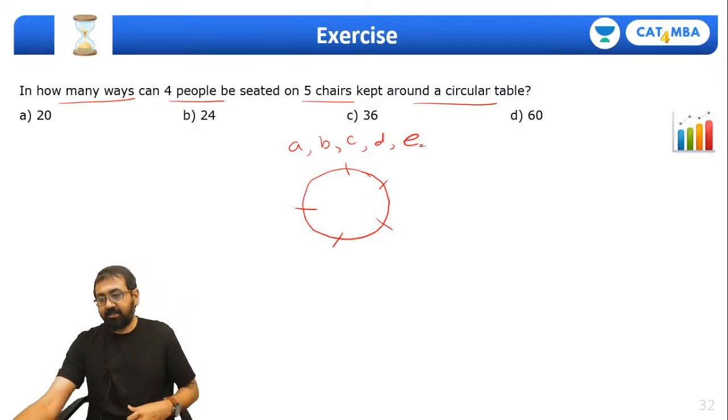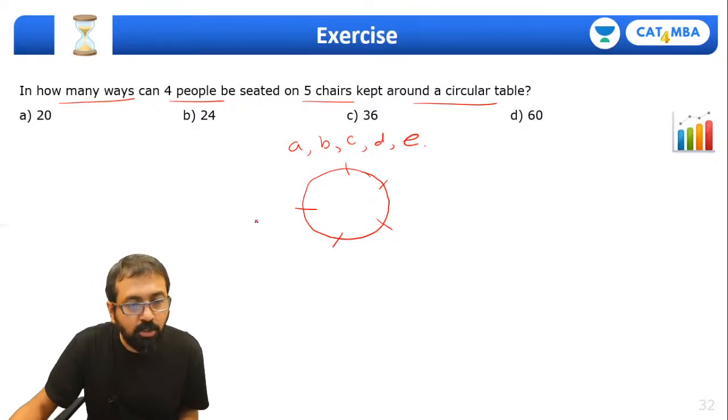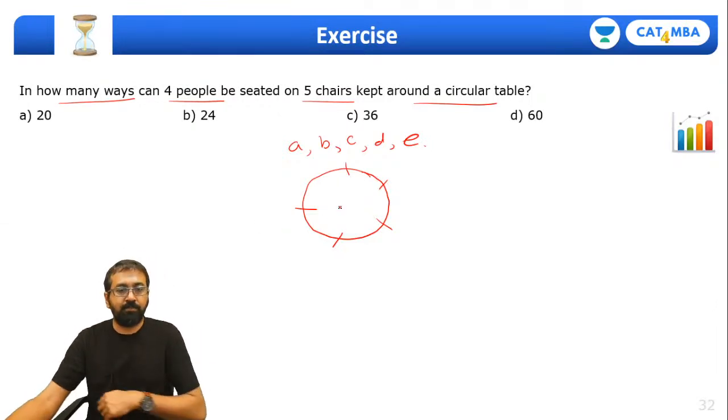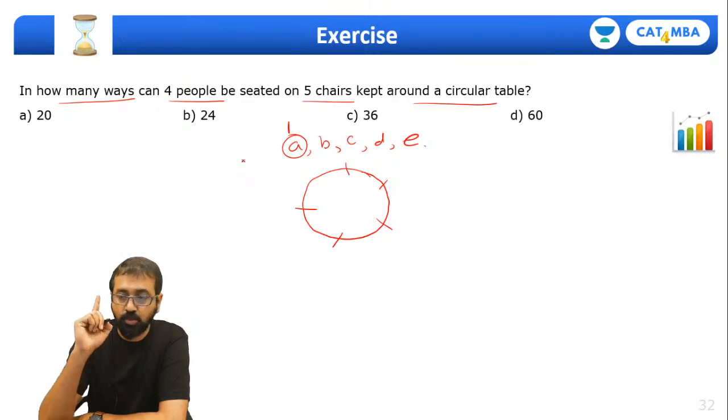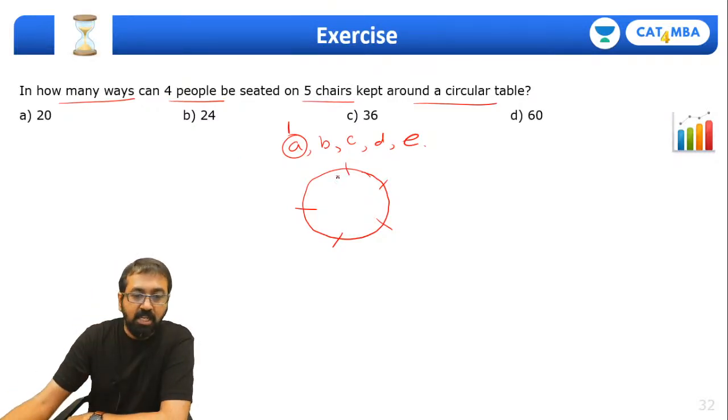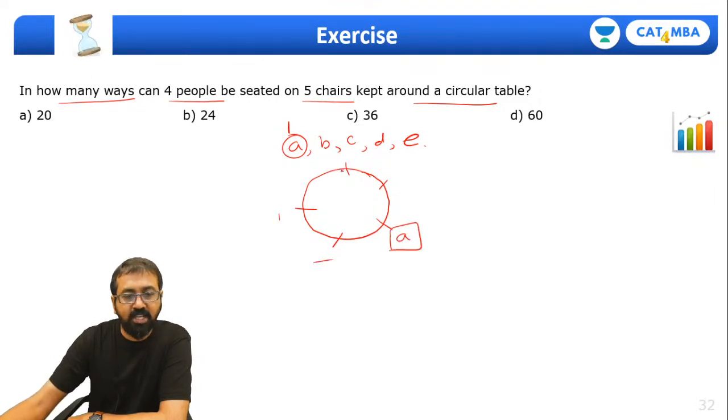Yes, that's correct, Shubhankar, 24 is correct for this question. Okay. So now, how many different options does the first person have? Can I say the first person has just one way? The first person can be placed in just one way. The first person has just one option, right? Now, suppose you fixed A over here. Now, all these 4 chairs are different.